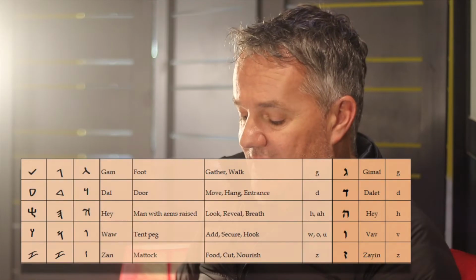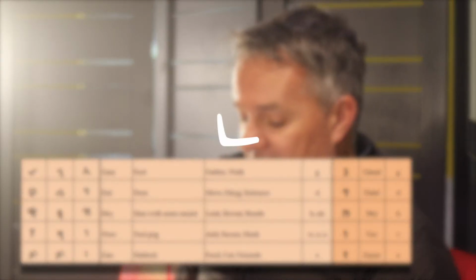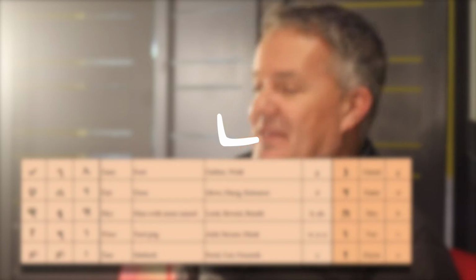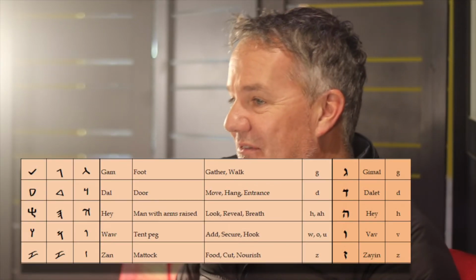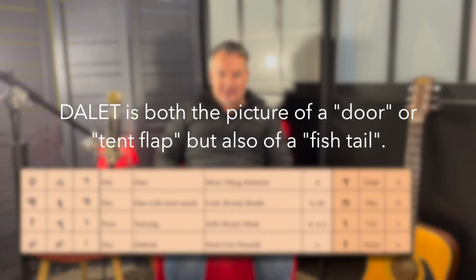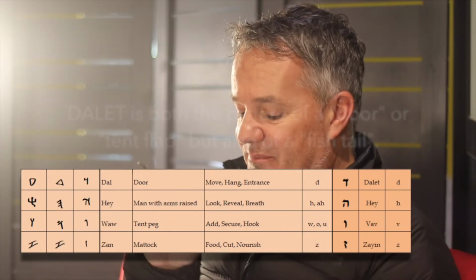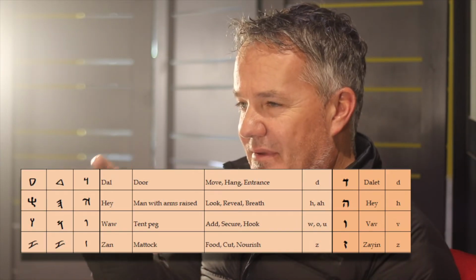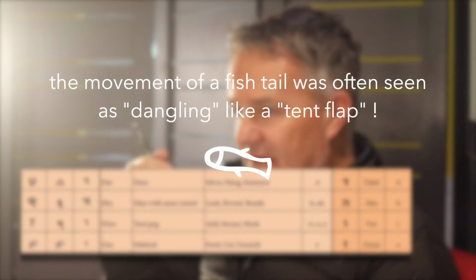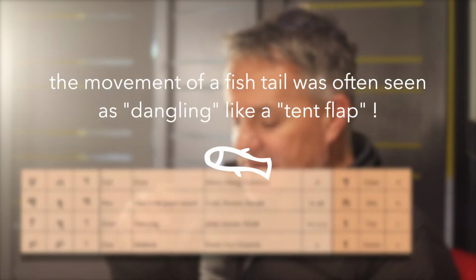Then you have the Gemel, which is a foot. And obviously you can understand that for nomadic people who walked a lot, who traveled a lot, the foot is a very important symbol. Then interesting, the fourth letter is a dalet, a door. We will talk a lot about the dalet, but for now, that little picture is almost like a tent flap, an opening dangling that allows you in and out.